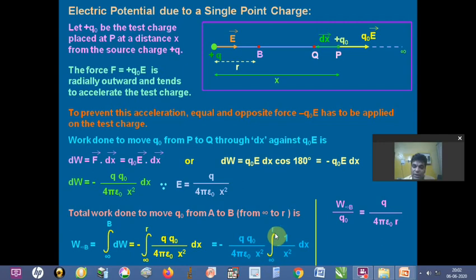So what is the integration of 1 by x square dx? Minus 1 by x.